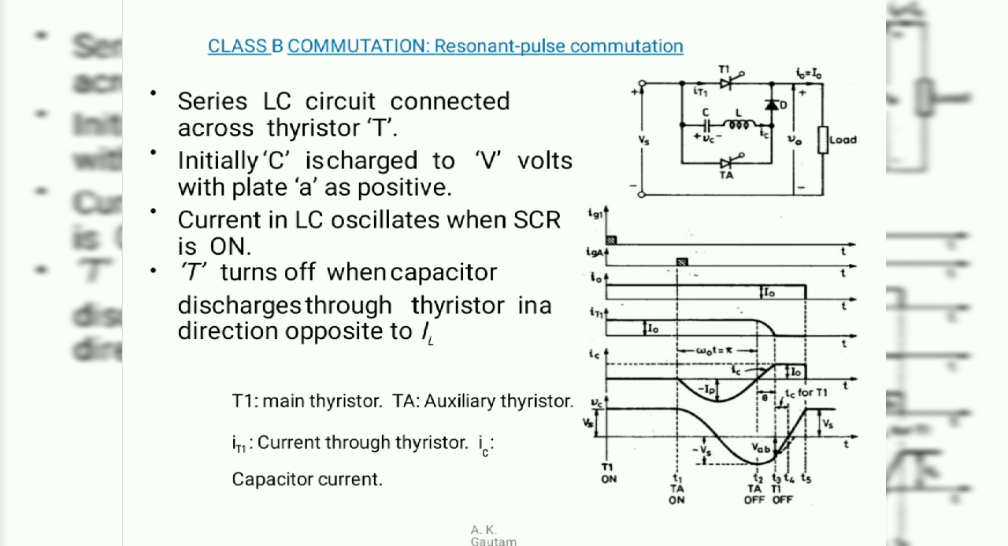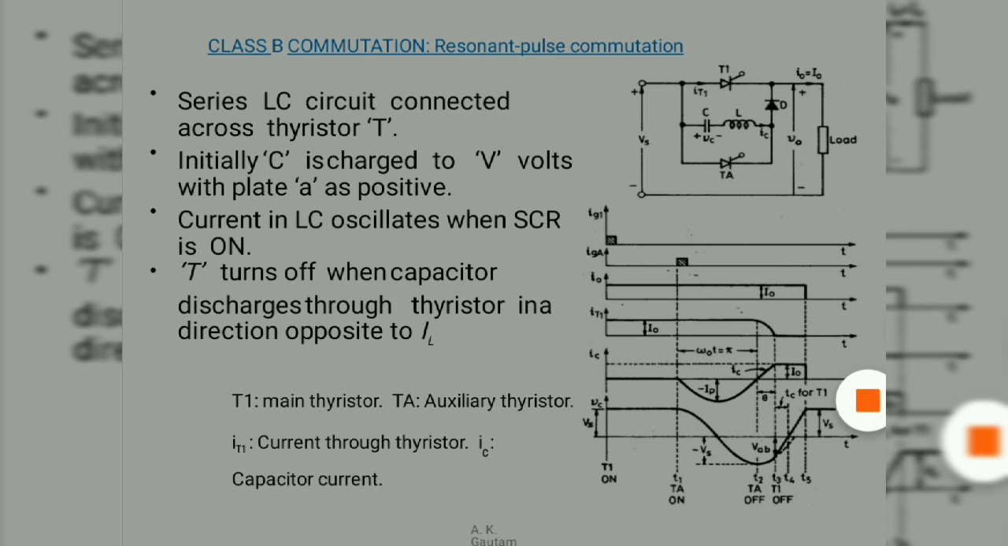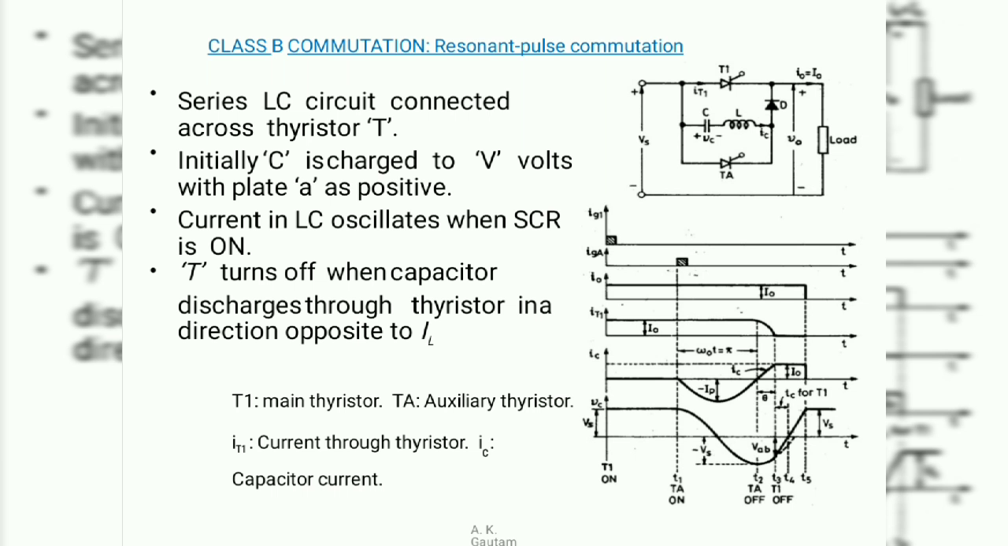The next concept is class B commutation, or resonant pulse commutation. The resonant pulse commutation circuit consists of thyristors T1 and TA, a load resistance, one diode, a capacitor and an inductance. These are the commutating components. A series LC circuit is connected across the thyristor. Initially C is charged to some amount of voltage V.